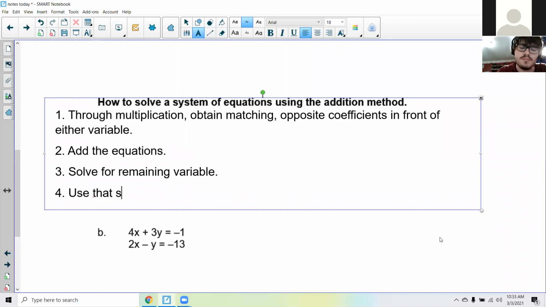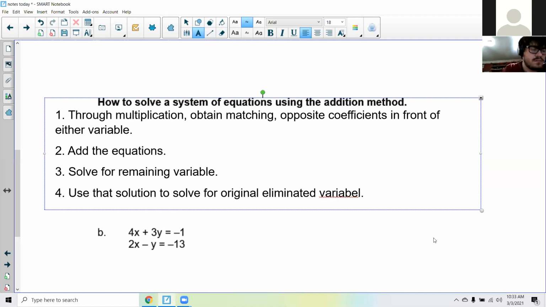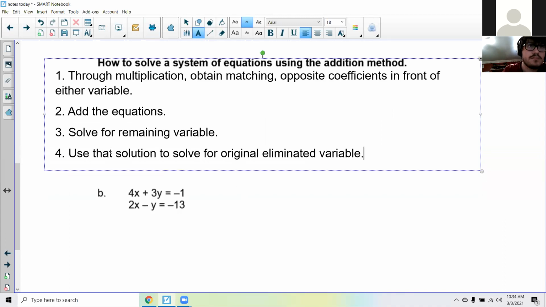Use that solution to solve for the original eliminated variable. So through multiplication, we're going to obtain matching opposite coefficients in front of either variable. Doesn't matter which one. Sometimes it's one way more easier than the other. Once we have that, we're going to add the equations together. Then there should only be one variable remaining, which we will solve for. And then we'll use that solution to solve the original variable that we got rid of to begin with.